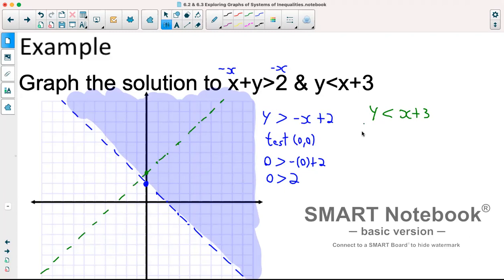Now we'll do a test point. I can do the same test point as before, test 0, 0. So we've got 0 is less than x plus 3. So we've got 0 is less than 3. So that does make sense. So 0 was here, so it's on this side of this line. So we'll shade in this side.